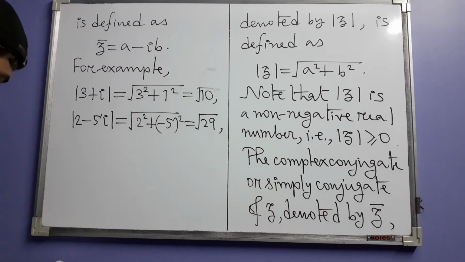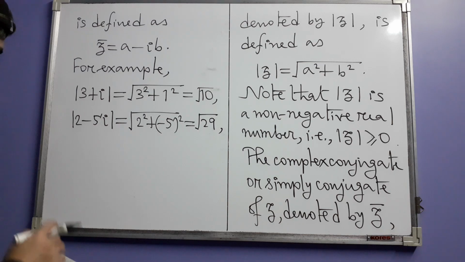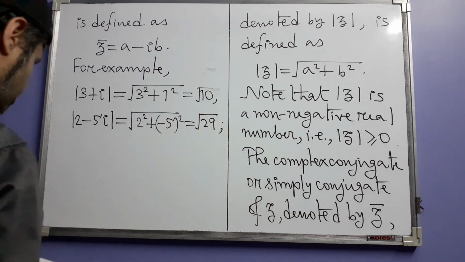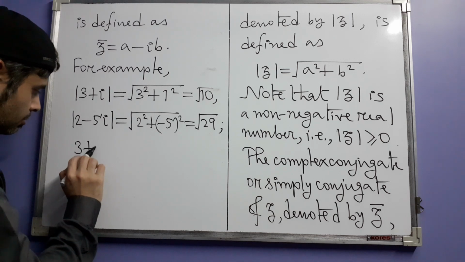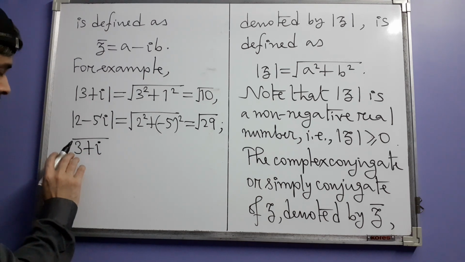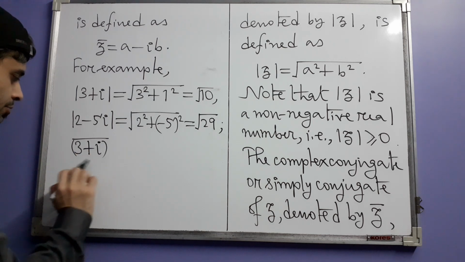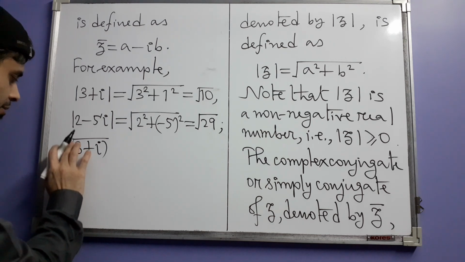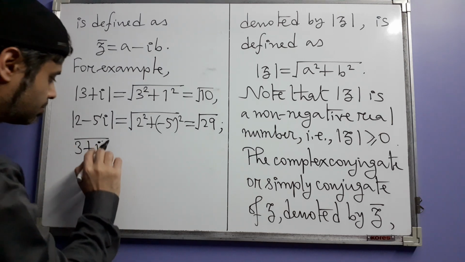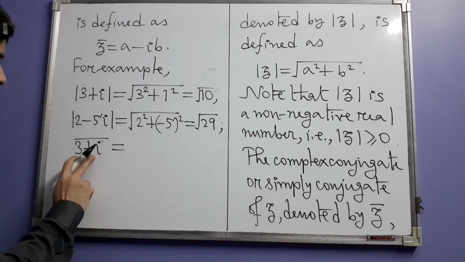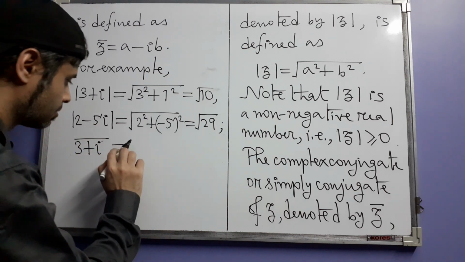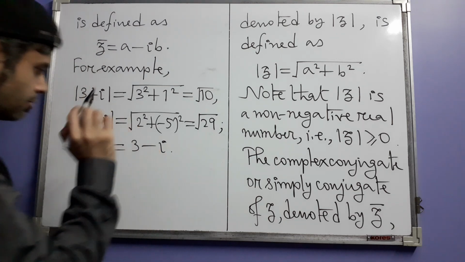And yeah, that's it. And let us next see some complex conjugates. The complex conjugate of 3 plus i. If you want, you can use brackets, or you can just simply take the bar over the entire complex number. What is the imaginary part here? 1. In place of that, you write minus 1 and get the complex conjugate.